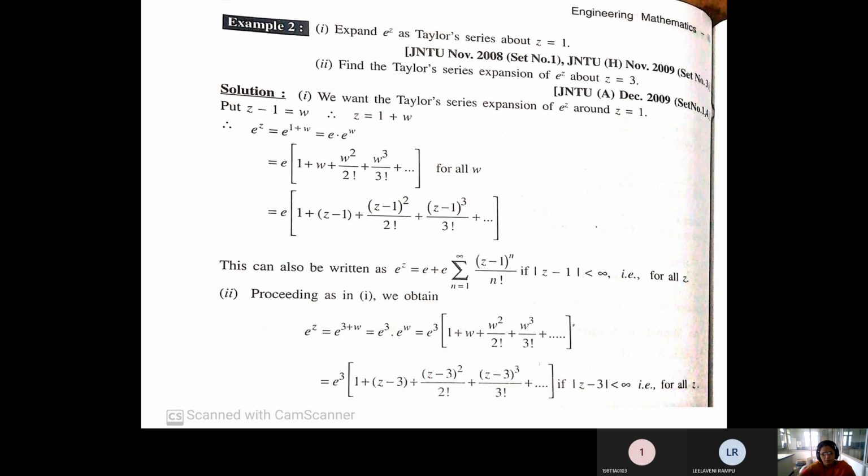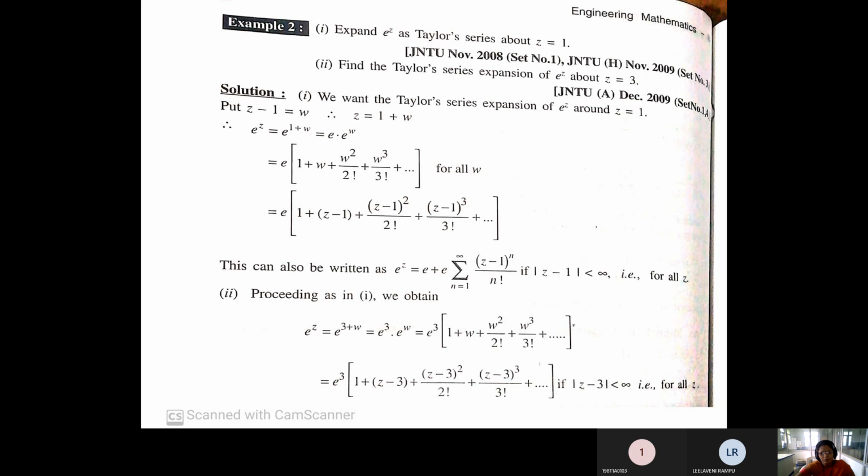That is equal to e into 1 plus z minus 1 plus z minus 1 whole square by factorial 2 plus z minus 1 whole cube by factorial 3 plus and so on. Now e power z can be written as an infinite series expansion in the powers of z minus 1.